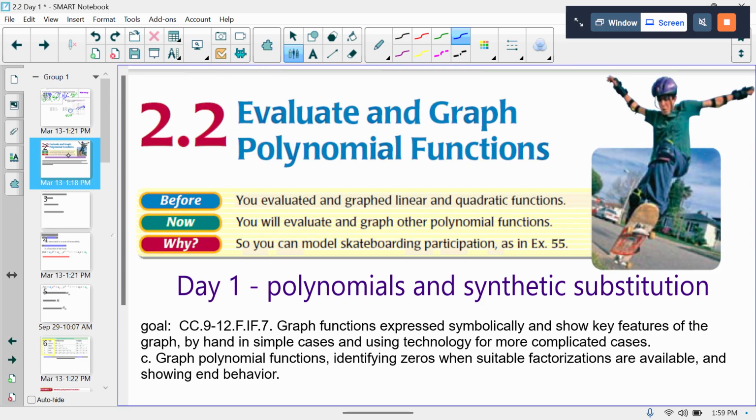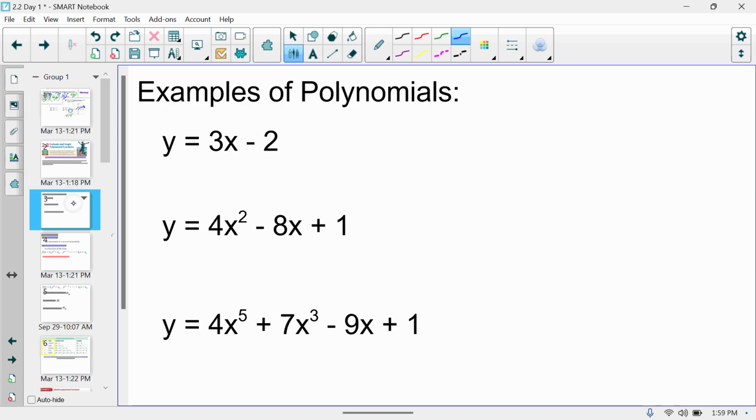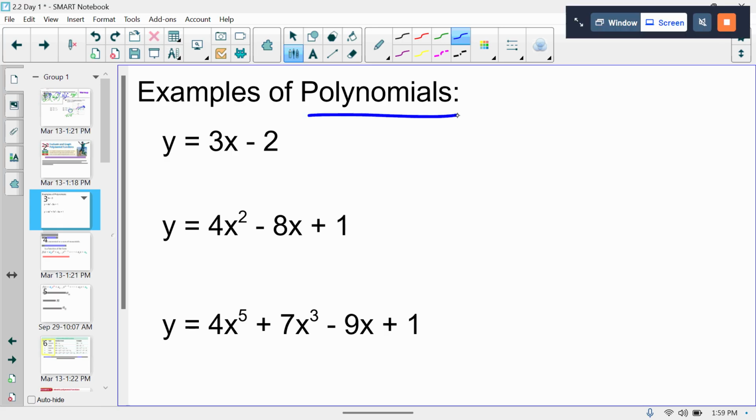All right, so we're getting into 2.2 today. We're going to learn about polynomials, and we're going to learn about something called synthetic substitution. So right now, just put your pencil down for a minute. I just want you to listen. You have seen some examples of polynomials before in your study of math, whether you remember this fancy word or not. This thing right here is an example of a polynomial.